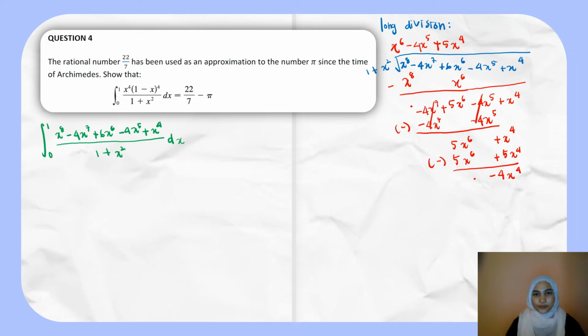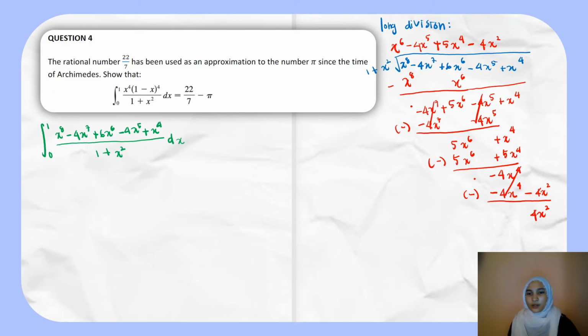So divide it again by x squared. So you will get negative 4x squared. So multiply, you will get negative 4x to the power of 4 minus 4x squared. So subtract it again. You will be cancelled out. So this will be positive 4x squared.